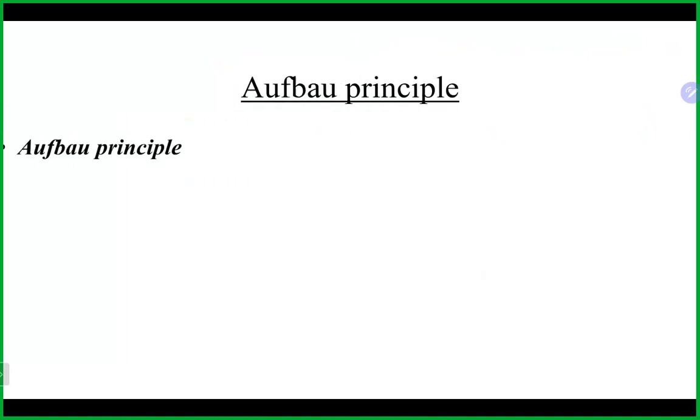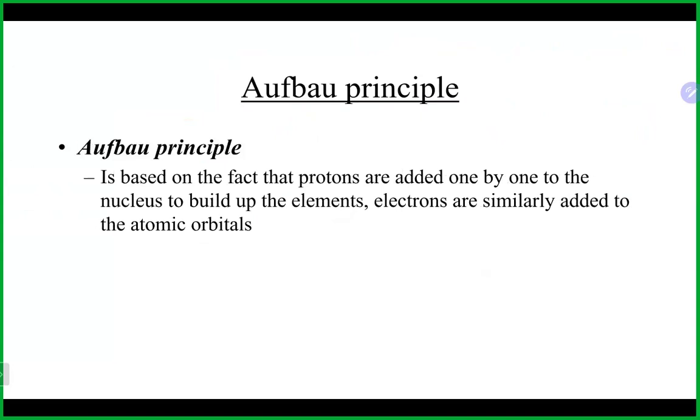And that is the idea of the Aufbau principle. The Aufbau principle is the idea that atoms add protons one at a time to their nucleus in this sort of buildup, and electrons are added to the atomic orbitals. A reminder, the atomic orbitals are what we've been talking about: the s, the p, the d, and the f. They are added one at a time, lowest energy to highest, is how they go into the atom.